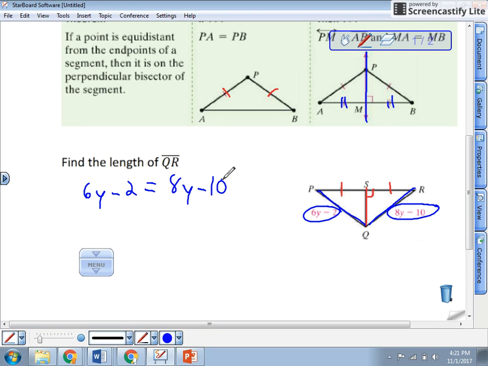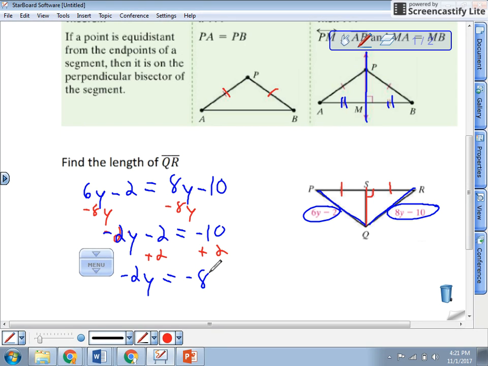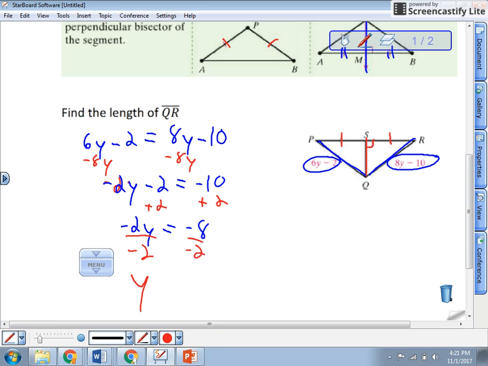Now it's an algebra problem. Solve for y. I'm going to subtract 8y from each side. So I'm left with 6y minus 8y, which is negative 2y, minus 2 equals negative 10. I'm going to add 2. So I'll be left with negative 2y equals negative 10 plus 2, which is negative 8. Divide each side by negative 2. Y equals negative divided by negative is positive, so y equals 4.